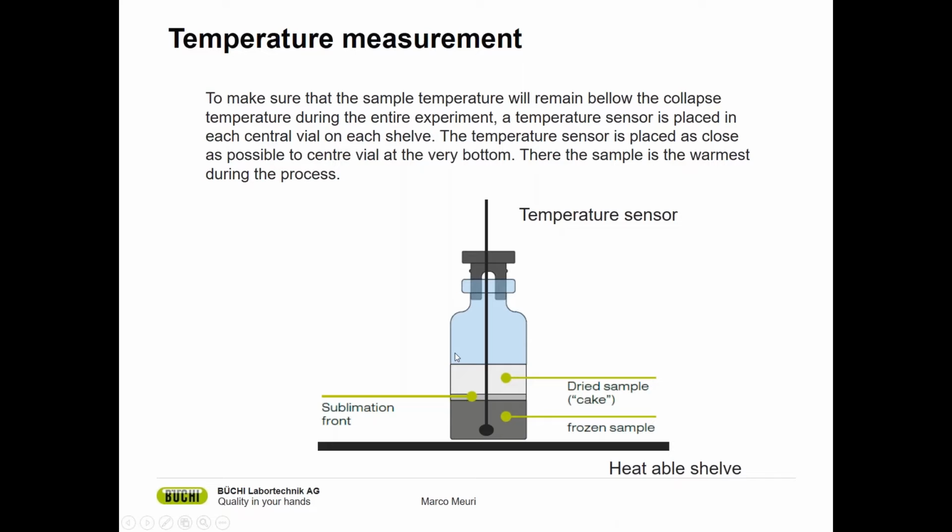So like this, we can make sure that we observe how our sample behaves and that it does not melt during the process, and that we can control the amount of energy we supply, especially when using heatable shelves. This is not so critical when working with manifolds, because there the amount of energy is typically not enough to melt the sample.